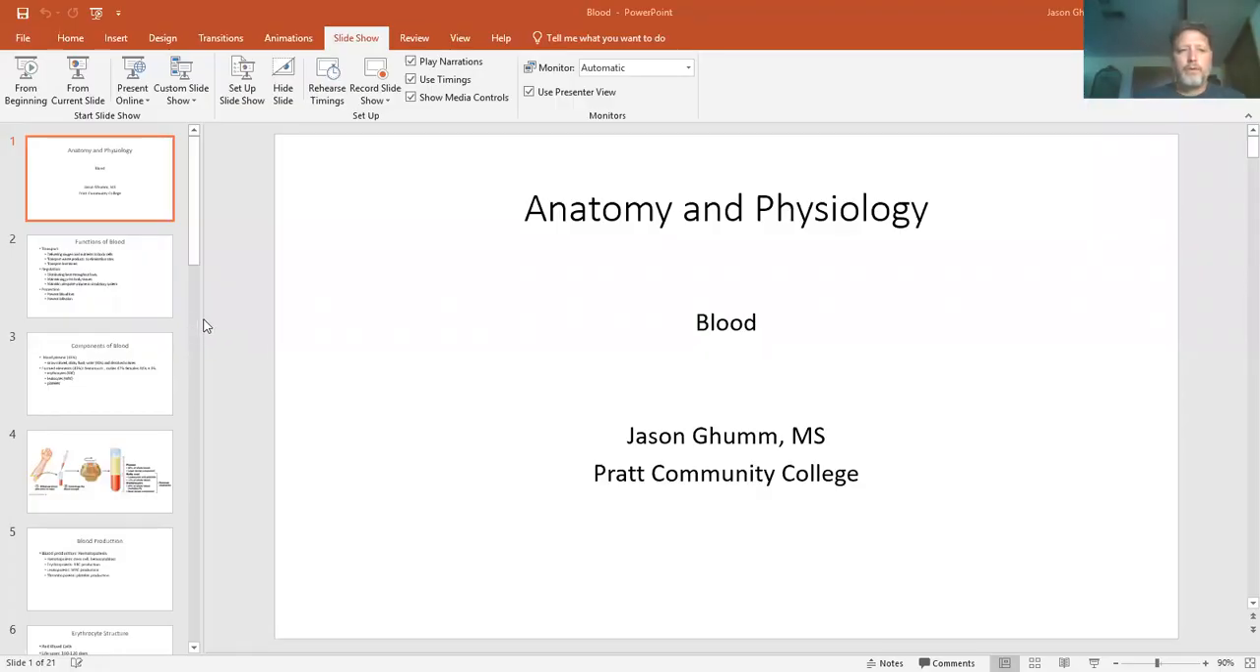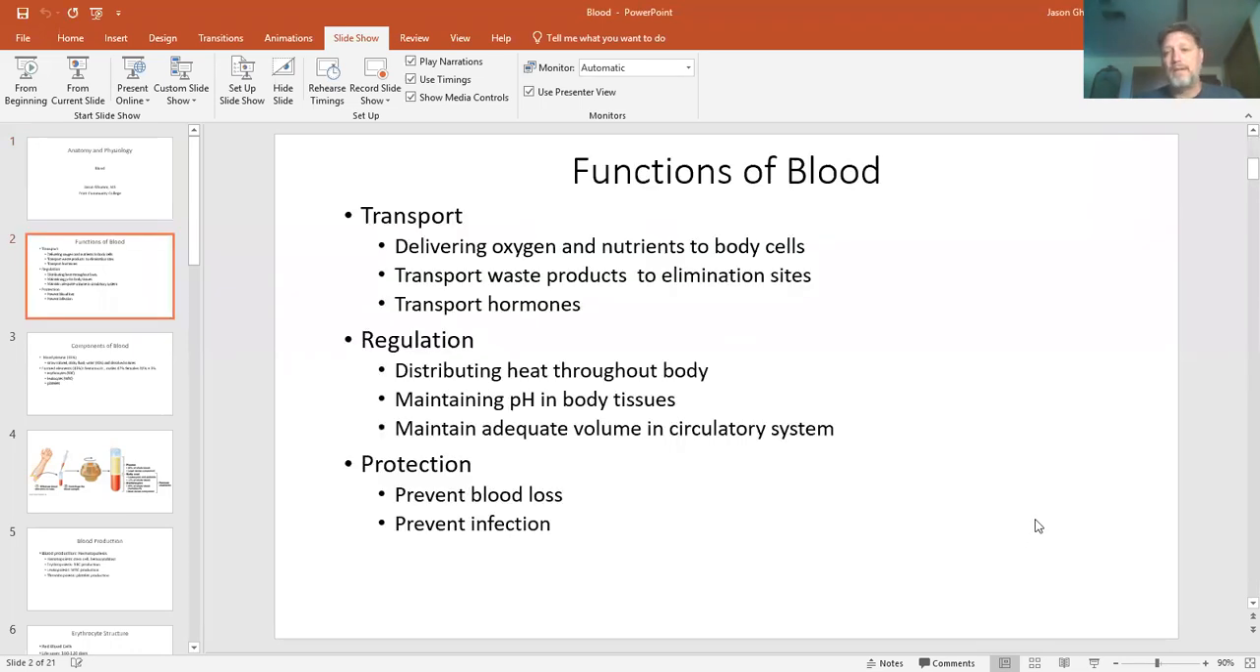All right, we're going to start blood. All right, the main functions of blood is to transport oxygen and nutrients from the digestive system to the cells of the body. And while it's taking the stuff that the cells need, it's also going to pick up the waste products that they produce. So it's transporting.